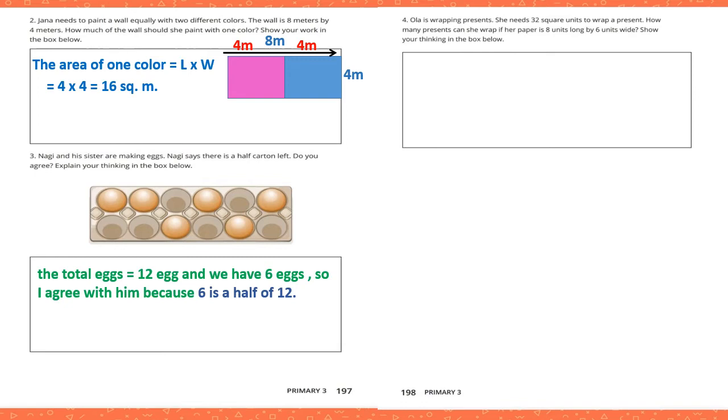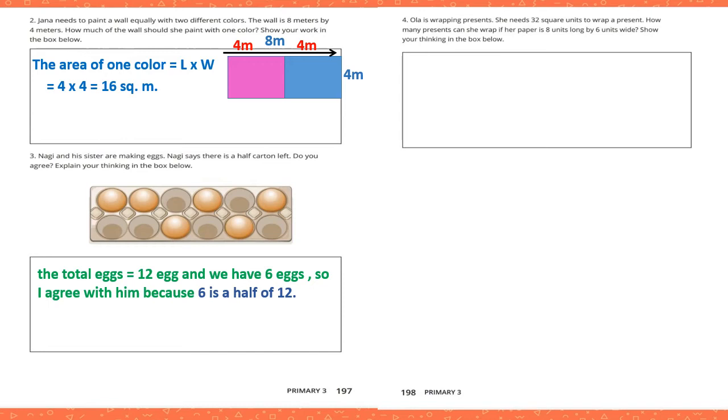Number 3. Nagy and his sister are making eggs. Nagy said there is a half carton left. Do you agree with him? Explain your thinking in the box below. The total of eggs here equals 12, and we have 6 eggs only here. So I agree with him because 6 is a half of 12.